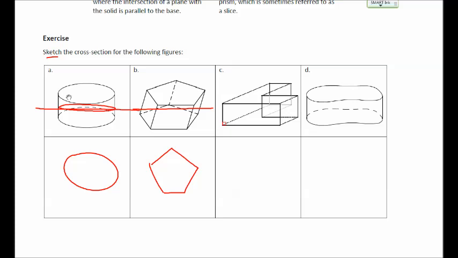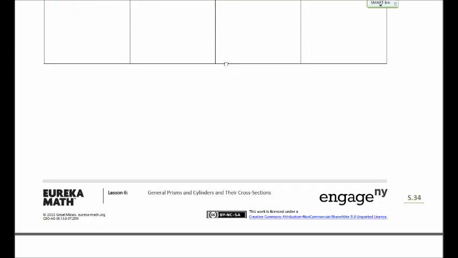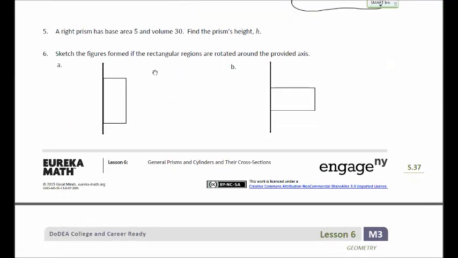The next idea to talk about is what's called a solid of revolution. Let me scroll down here to give you a picture in Engage New York of what that would look like. Number 6, sketch the figures formed if the rectangular regions are rotated about the provided axis. So if you were to take this shape right here, this rectangle, and rotate it around the axis, what shape would you get? And if we change the shape we started with, what kinds of solids would we get by revolving two-dimensional shapes around an axis? That's the second part of today's lesson.